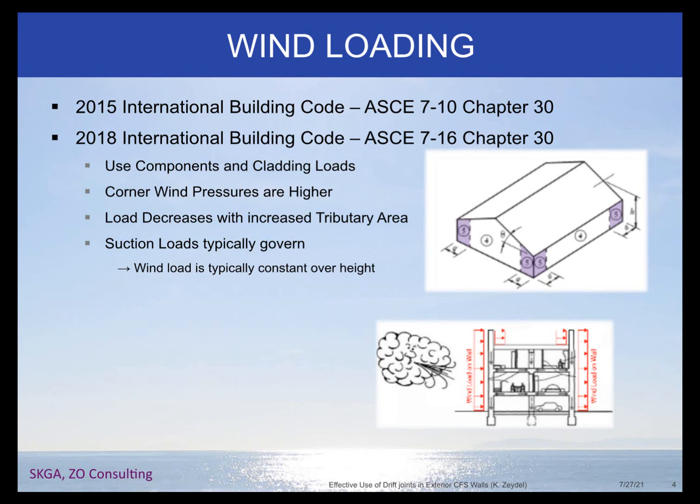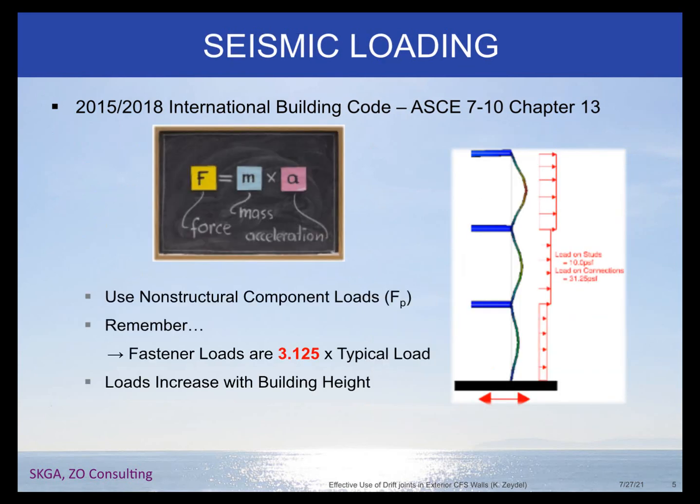Your load does decrease with increased tributary area, so you can have cases where your framing is designed for one pressure load, whereas your connectors might be designed for something else. And your suction loads typically govern, which really means that your wind is constant over the height of your building. So those are just some basic things to think about.